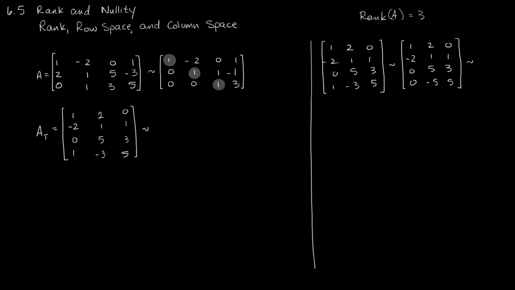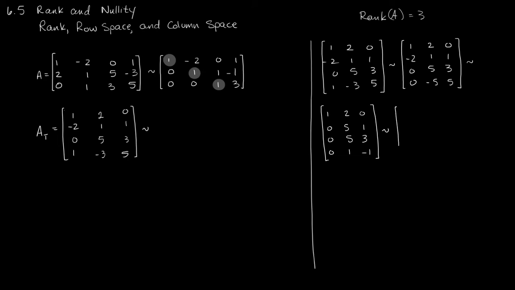Let's see, I've got row 1 is 1, 2, 0. Let's take positive 2 times row 1 and add it to row 2. Positive 2, 4 plus 1 is 5, and 0 plus 1 is 1. 0, 5, 3. And then I'm going to scale at the same time. I'm going to scale row 4 by multiplying it by negative 1/5. And I get that.